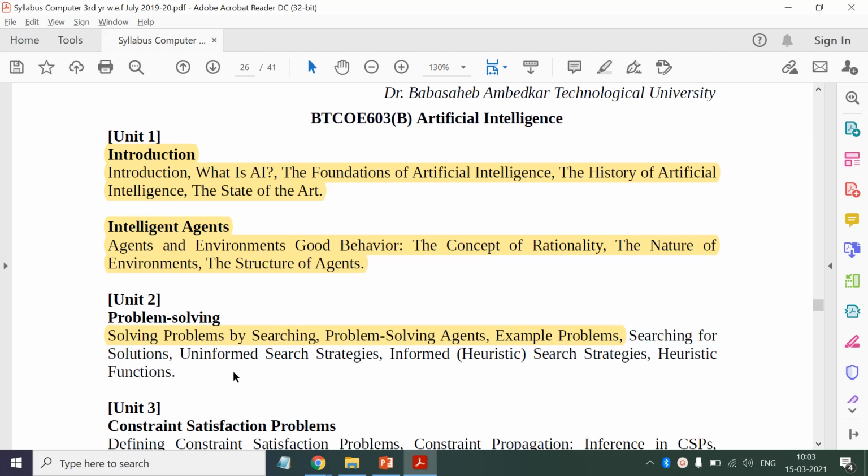So as you know, we are currently seeing our second unit. The unit name is solving problems by searching. So here we are seeing problem solving agents. These agents are basically goal based agents where they try to find a sequence of actions so as to achieve their goals. And we have seen what is a well defined problem.